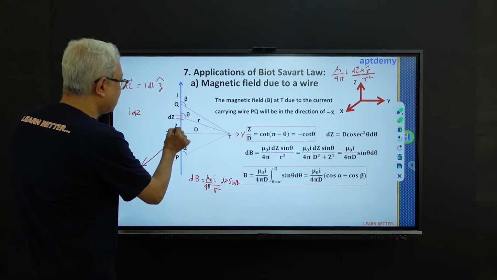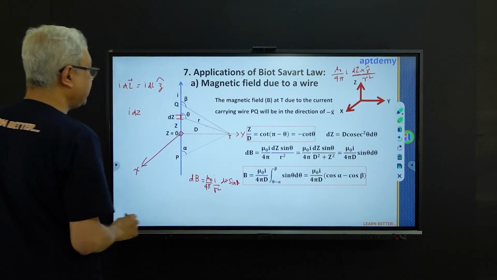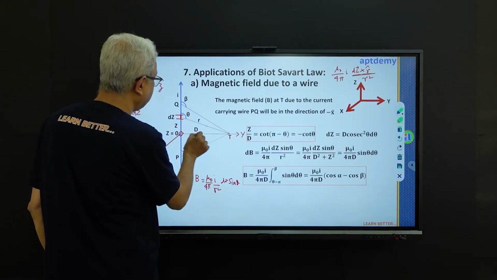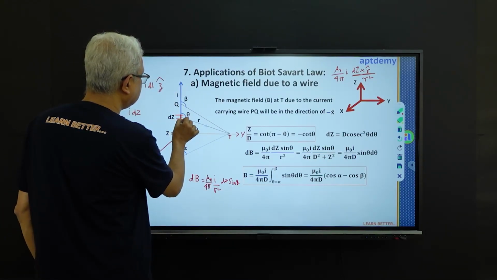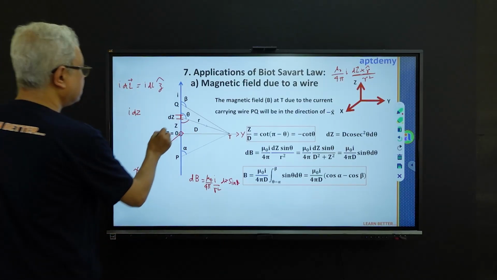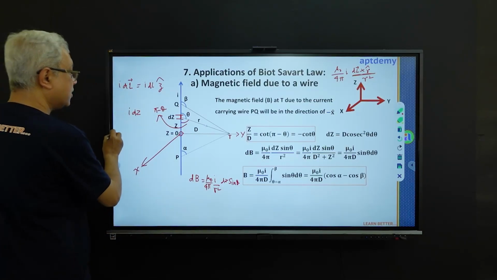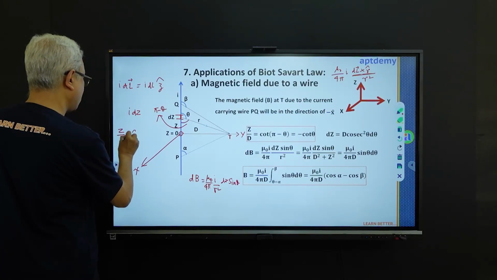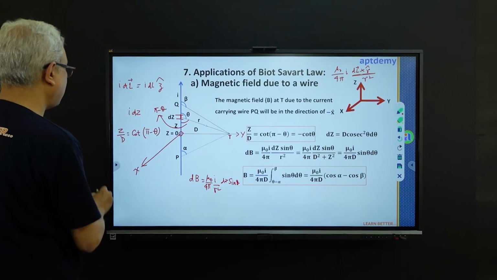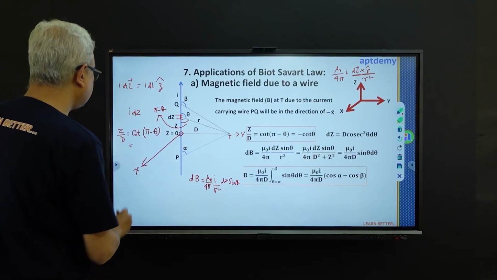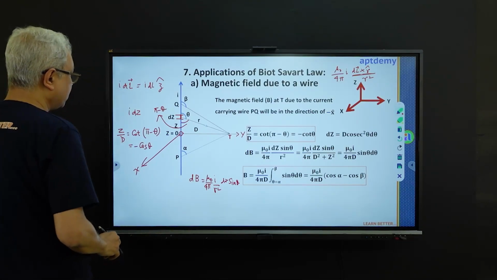Now this is z and this is the elementary length dz. So consider z by d. Z by d is what? This is z by d. This is θ. This angle is actually π minus θ. So z by d is cot(π − θ). Cot(π − θ) is minus cot θ, sorry.